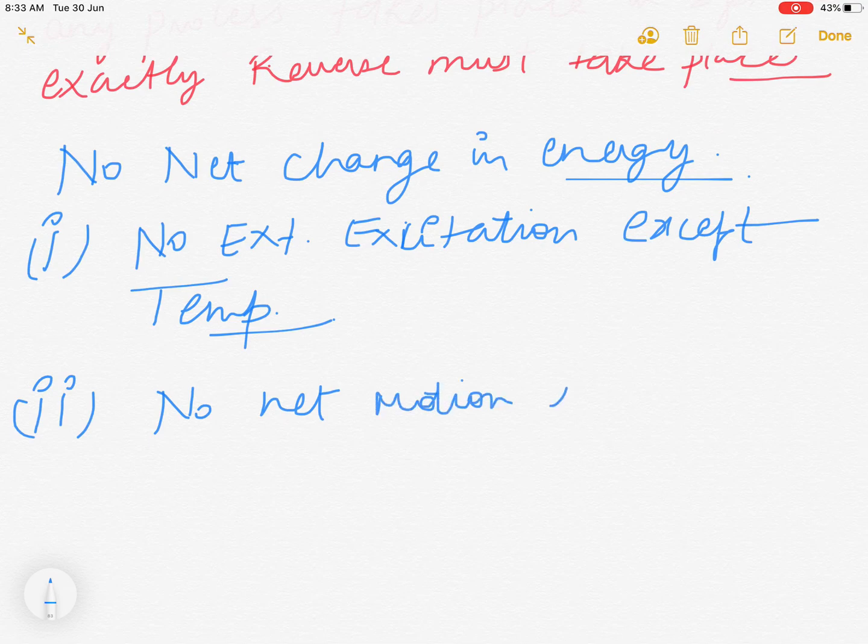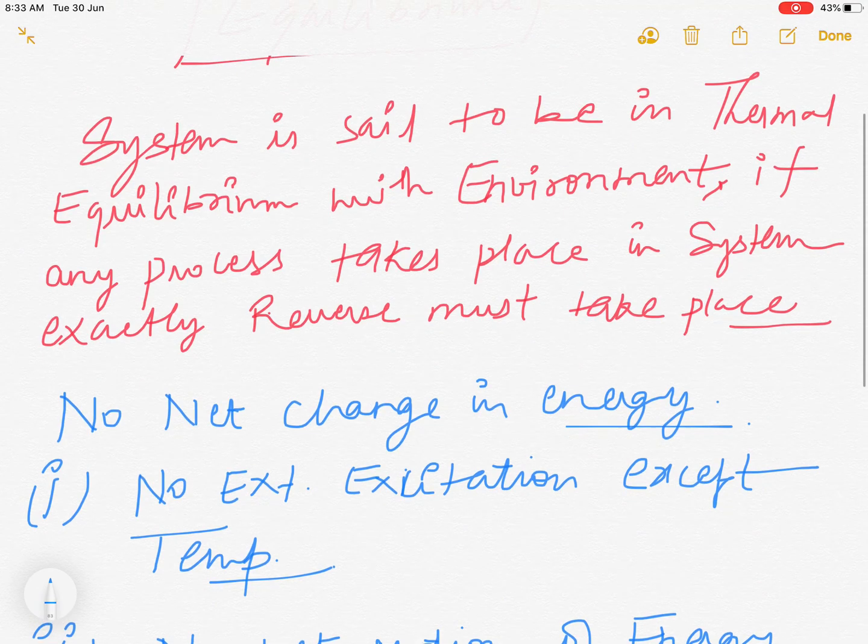Okay, so second, no net motion of energy. This second condition will be ensured by the fact that there should be exactly the reverse process. If there would be a reverse process, then no net change in energy will be there.